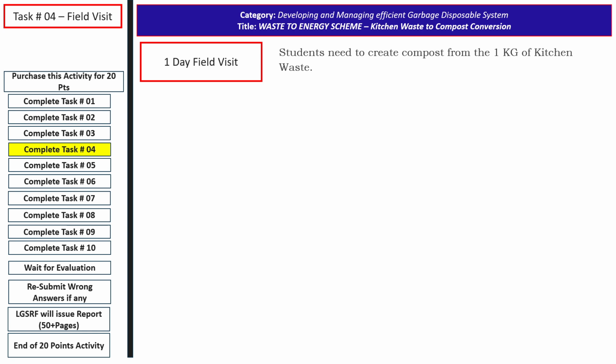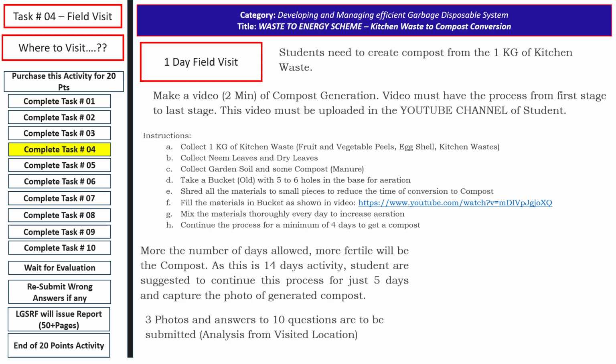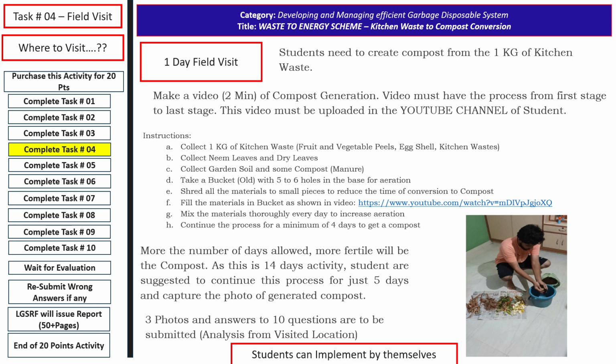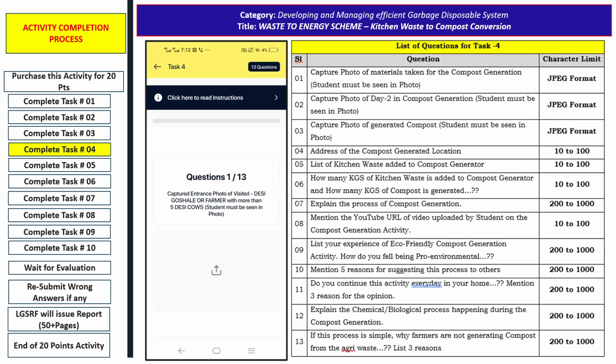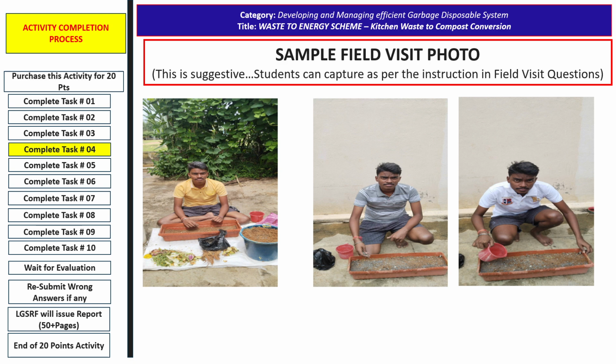Now there is no field visit as such, so you need to compost 1 kg of kitchen waste. If you are in a PG or hostel, you can do this in a small mug, or you can do this in a garden. If you are at home or your hometown, you can do this activity easily. These are the field work photos that the student has attached. This student has done the process. You can capture the photos on different days.